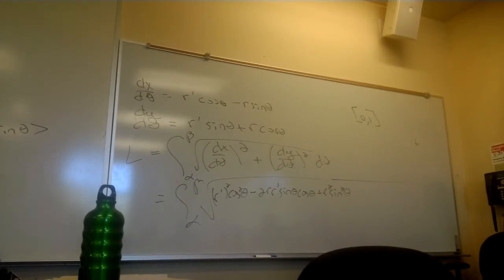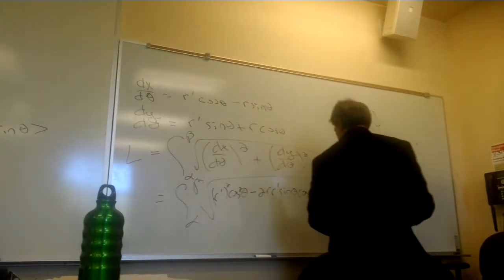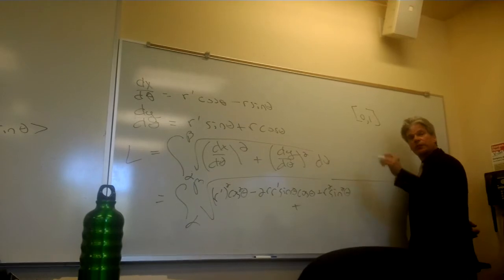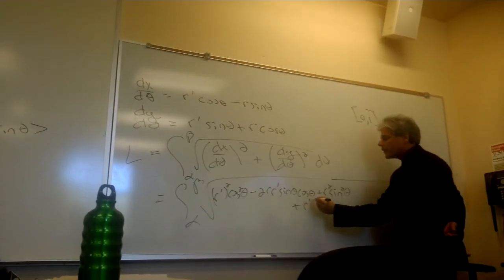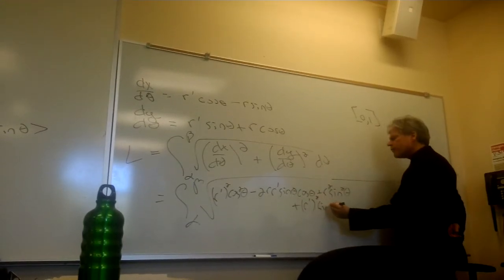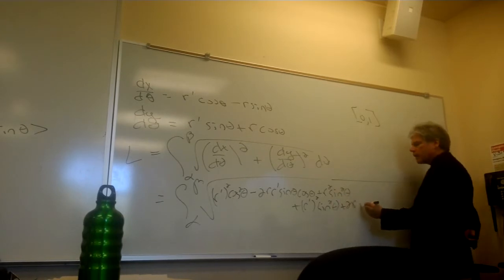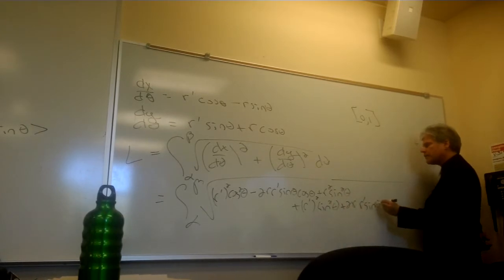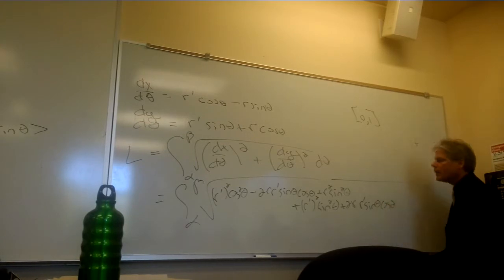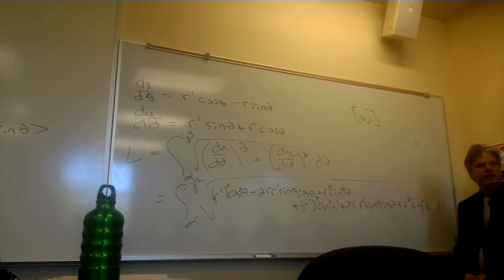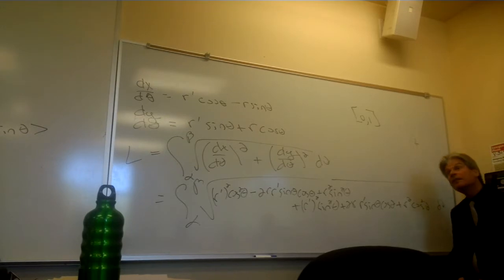Oh shoot, more math. I'm running out of room. I'll come down here. I better add my dy d theta, but using the same logic, it's going to be r prime squared sine squared of theta plus 2r times r prime times the sine of theta times the cosine of theta plus r squared cosine squared theta. Do you think I could just stop? It's getting too sloppy, isn't it?